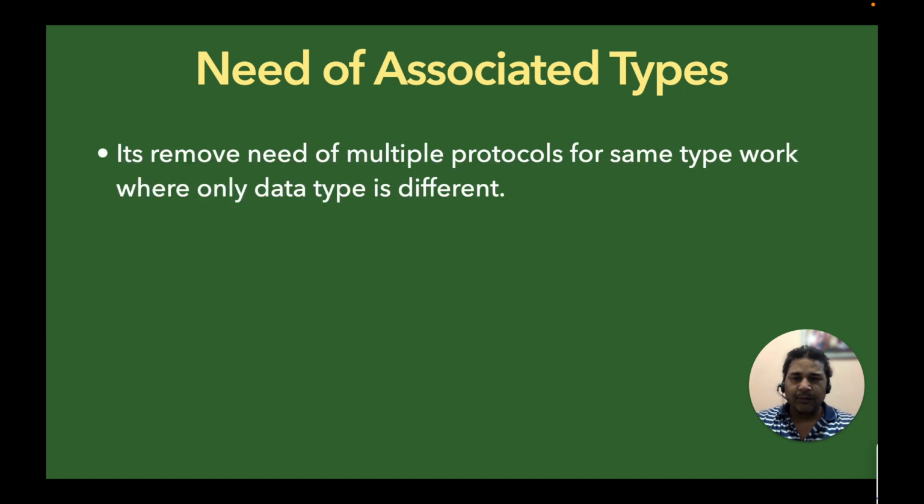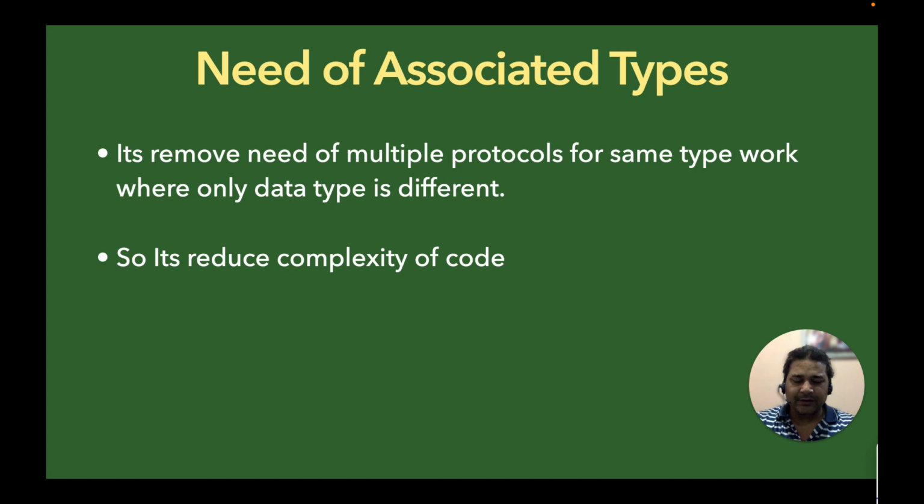It removes the need for multiple protocols for the same type of work where only the data is different. In our previous lecture I discussed how a generic function is useful for multiple functions where only the argument is different, so we can use one generic function for multiple data types. In the same way, the associated type is used for multiple protocols where the type is different, so it reduces the complexity of the code. So let's go to the code.